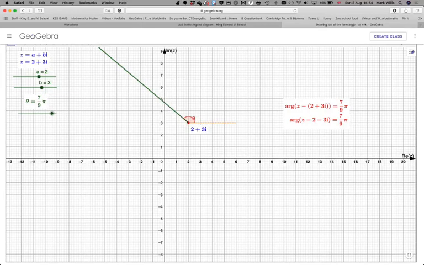This has been a video to show you how to draw loci of the form argument of z minus a complex number is equal to an angle.